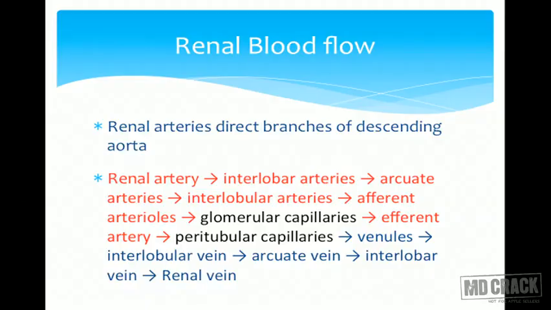Right? So as you can see in this slide, what is this? The renal artery, which is a direct branch of the descending aorta. Then we have the interlobar arteries, arcuate arteries, interlobular arteries, afferent arteriole, and the glomerular capillaries, one set of capillaries, which will combine to form the efferent arteriole and the peritubular capillaries, capillaries around the loop of Henle. Then venules, interlobular vein, arcuate vein, interlobar vein, and the renal vein.